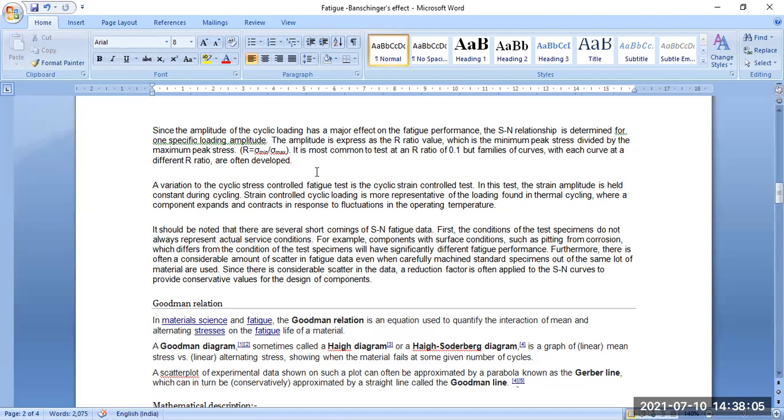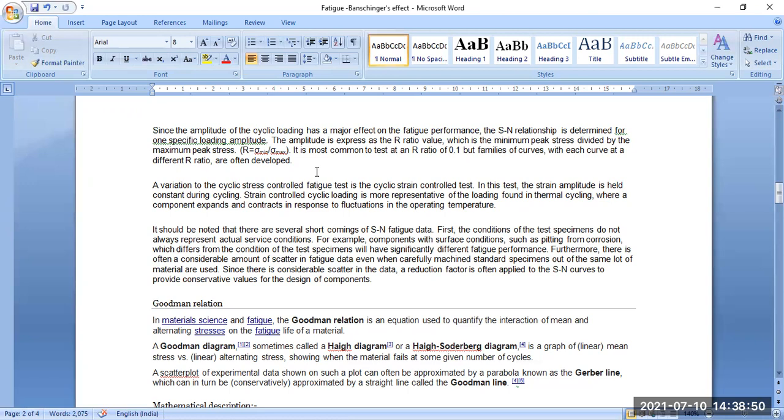Now, a variation on the stress controlled fatigue test is the cyclic strain control test. In this case, the strain amplitude is held constant during the cycling. The same amplitude is maintained and does not change over the time of cycling itself.